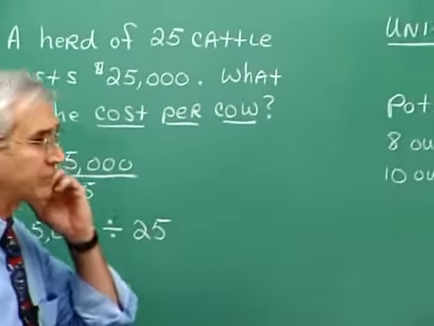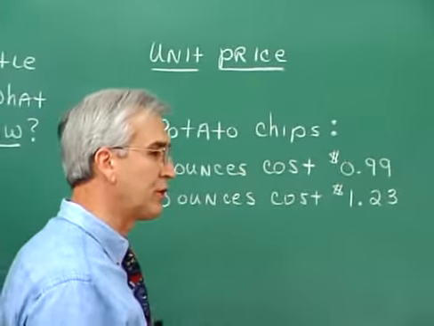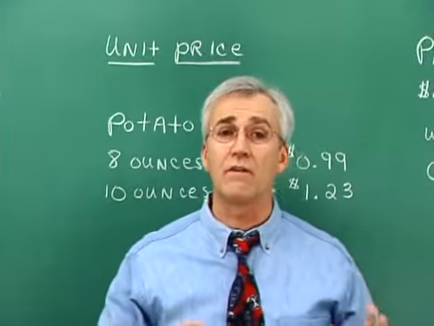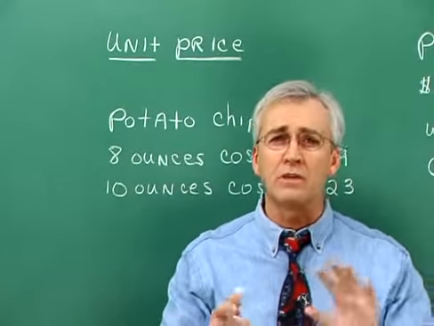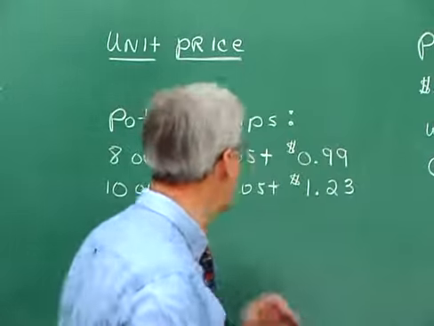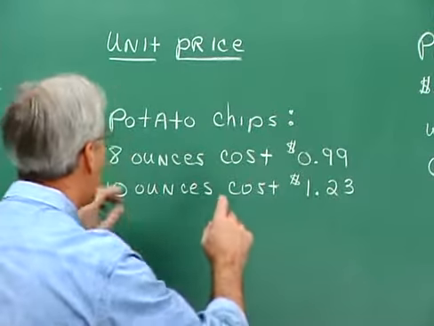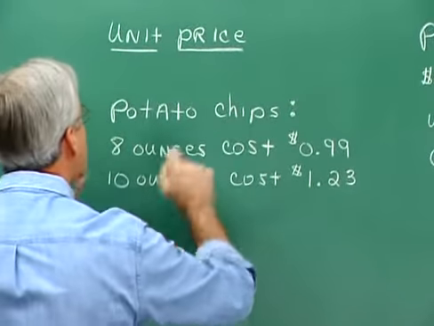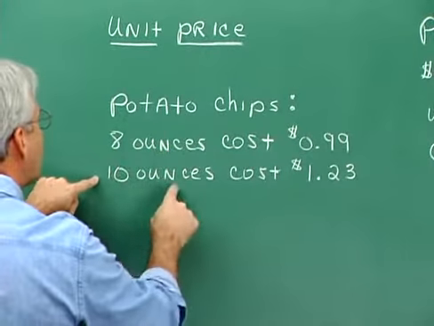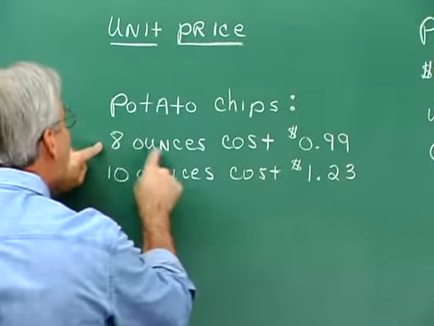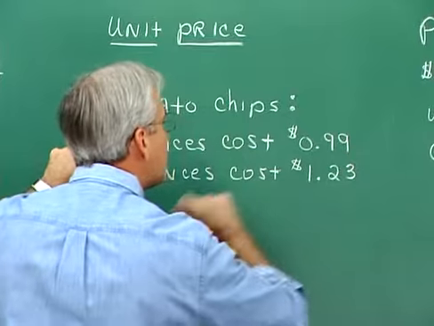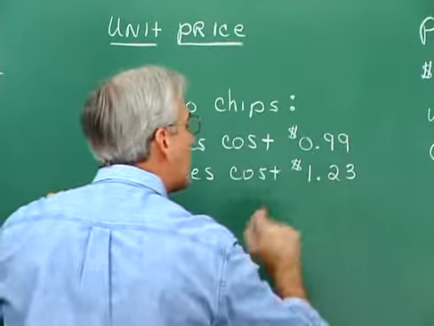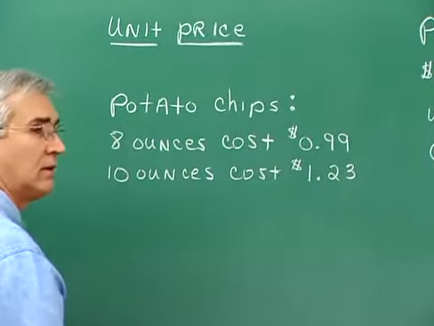Here's another one. Now this is a grocery store problem. This is one where we're trying to figure out a better deal. And we see on the shelf that there are packages of potato chips. There's an 8-ounce package and a 10-ounce package. But 8 ounces cost 99 cents. 10 ounces cost $1.23. What's the better deal?